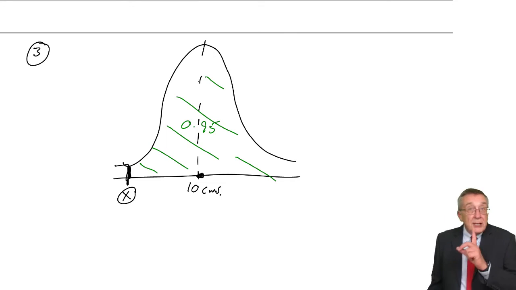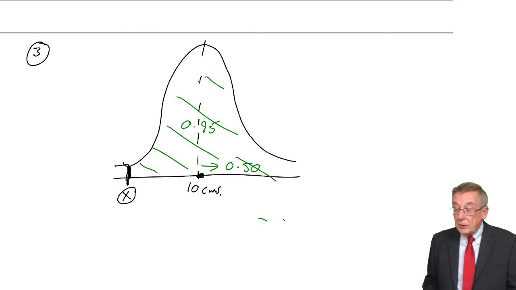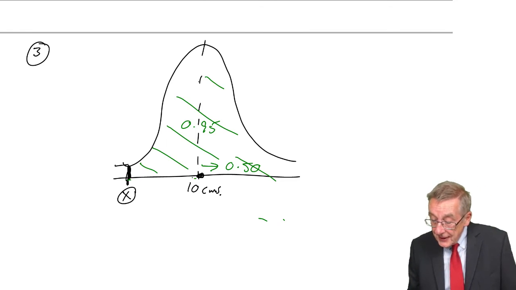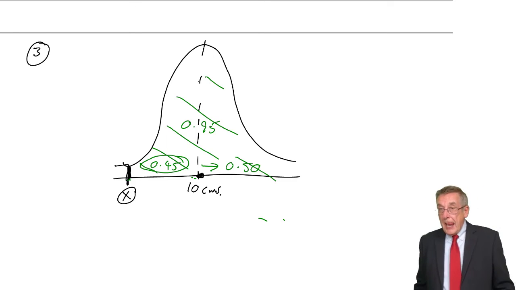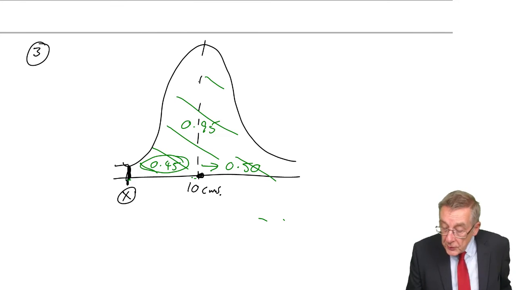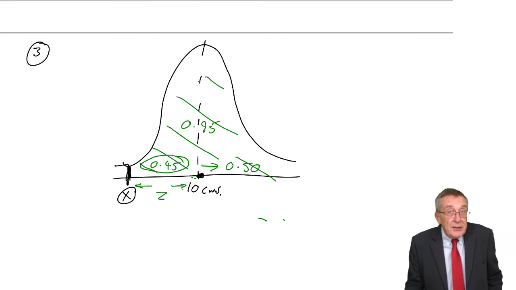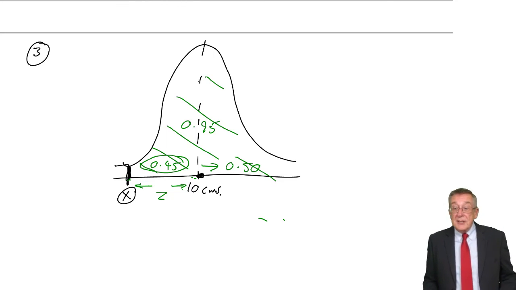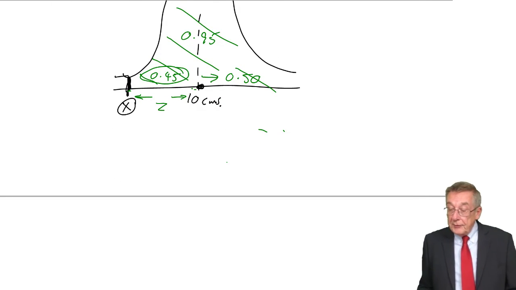How are we going to do it? Well, we already know more than 10 is 0.5 because it's symmetrical. And so the area between 10 and x must be the remainder, 0.45. Now, how can I get that? Before, we knew the z-score, and we could look up on the tables and it would give us the probability. But here we'll have to use the tables backwards. What z-score will give us an answer of 0.45?